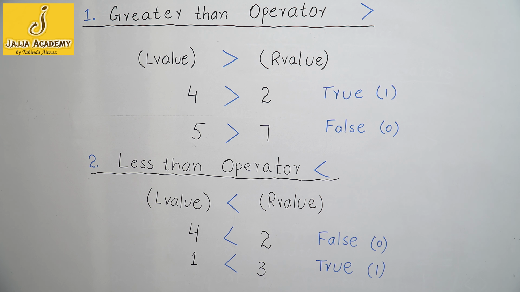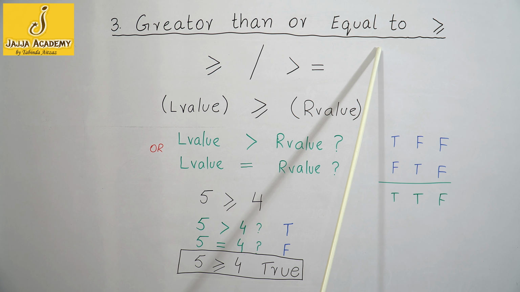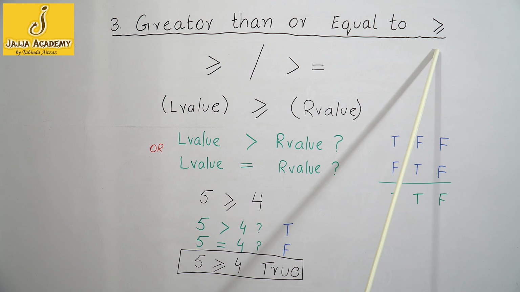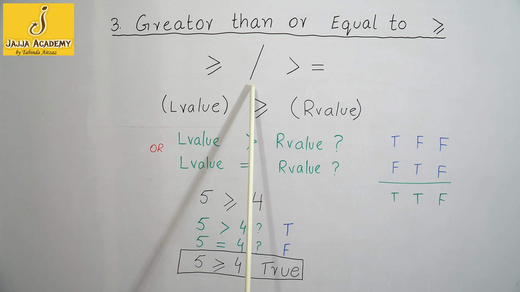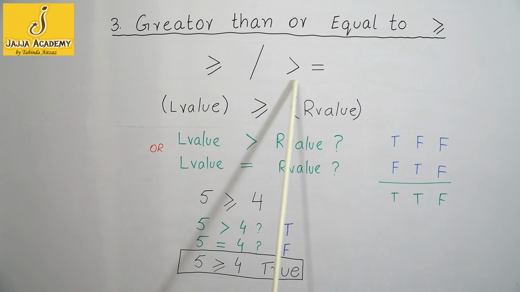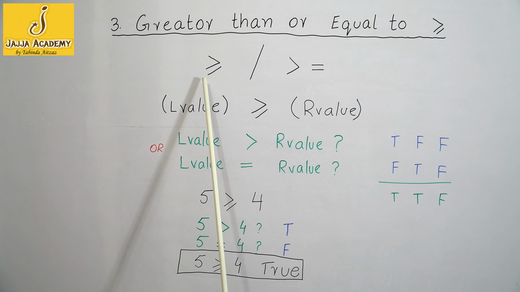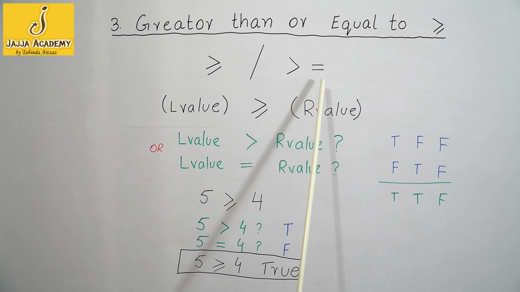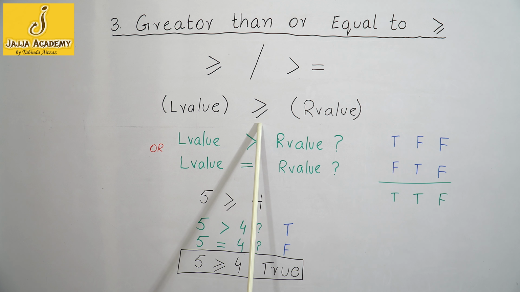Now let's move to the third operator. Greater than or equal to operator. It is represented by this symbol. Greater than equal to, or it can be written as greater than equal to operator. You can write it this way or this way. Both are same. The greater than or equal to operator.